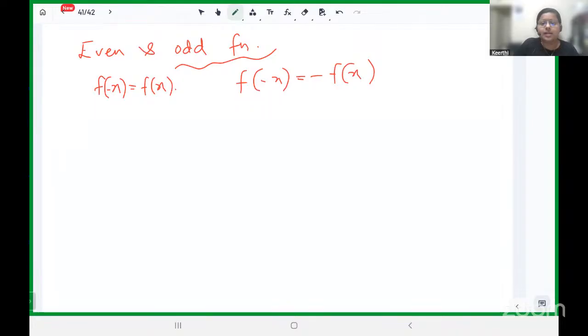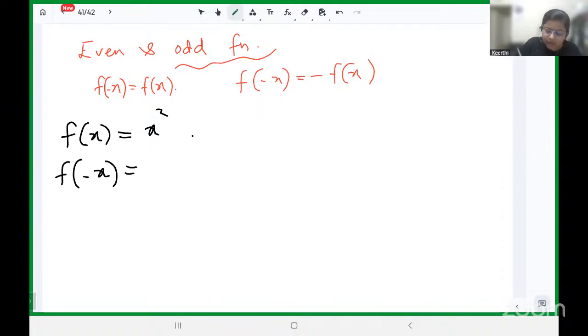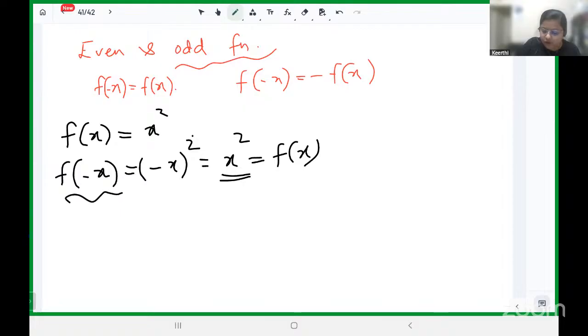If you take the function x square, okay, you choose f of x is equal to x square. Okay, what is f of minus x? F of minus x is equal to minus x the whole square. What is minus x the whole square? X square. X square is f of x, right? Here we have got f of minus x is equal to f of x. So we can say that x square is an even function.